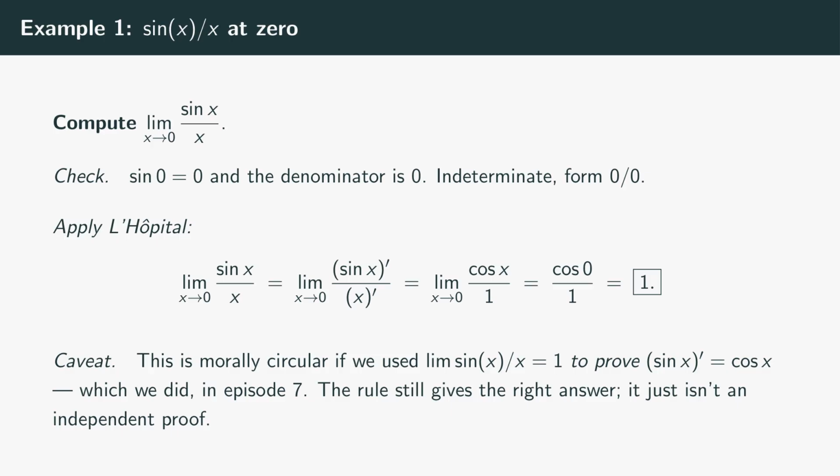The limit is 1. Now, a small warning. We already knew this limit equals 1 because we used the squeeze theorem to prove it back in episode 7, and then we used that result to compute the derivative of sine of x. If you derive the limit by L'Hôpital and then claim the derivative of sine from the limit, you're going in a circle. The rule gives the right answer, but it doesn't constitute an independent proof. As a computation, however, it's instant.